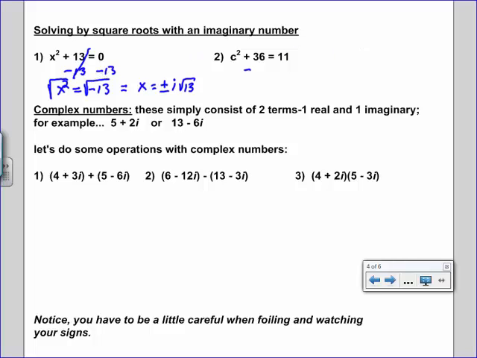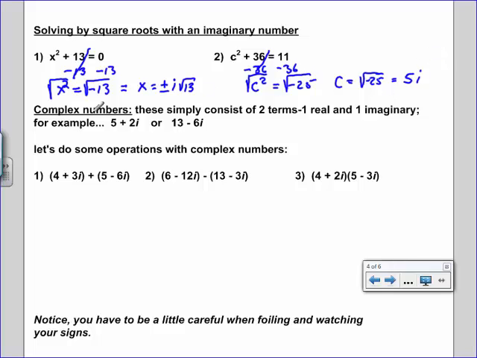Another example, again, we're going to get c squared by itself. So we subtract 36. And when you take the square root of each side, you have c equals the square root of -25, which is equal to, the square root of 25 is 5. And for form, they like you to write the i after the number. In general, they like you to write the integer, then the i, then the radical.